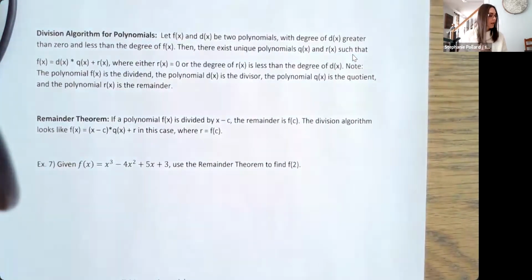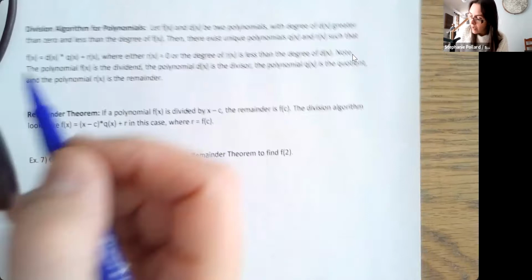All right, let's talk about a couple other little things here, like little definitions and stuff. So the division algorithm for polynomials, which we've actually already been using, it says let f and d be 2 polynomials, and the degree of d is greater than 0 and less than the degree of f. So basically we're saying we're dividing 2 polynomials. F is the numerator, d is the denominator. Okay. And what happens is when you divide them, you end up with this right here. And we've actually seen this already.